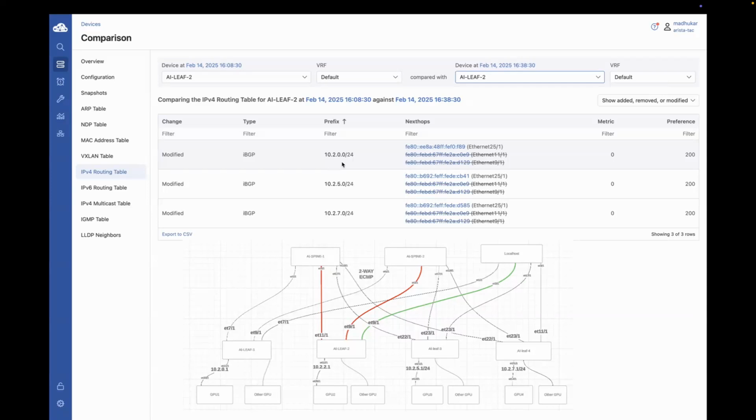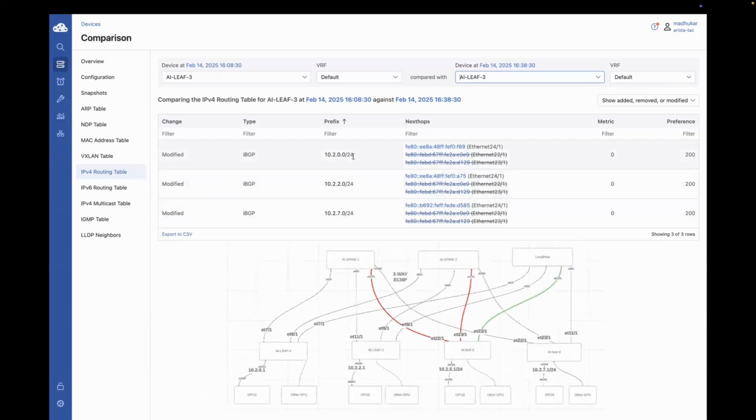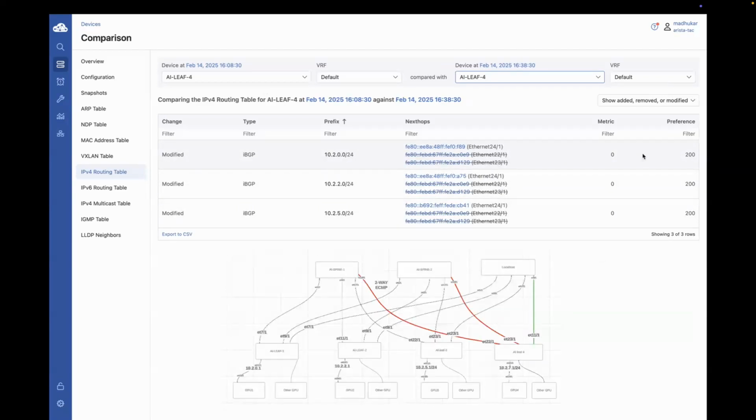Let's quickly take a look at the other prefixes on the leaf 3 and see if those were also being impacted during the time of the issue. As we can see here for the leaf 3 and the leaf 4 as well, we are seeing the routing to be changed. The more preferred path in all these scenarios seems to be the one which is by a local host, and that's something which is due to the local preference or the preference value.